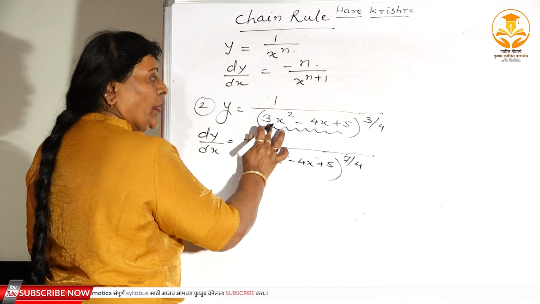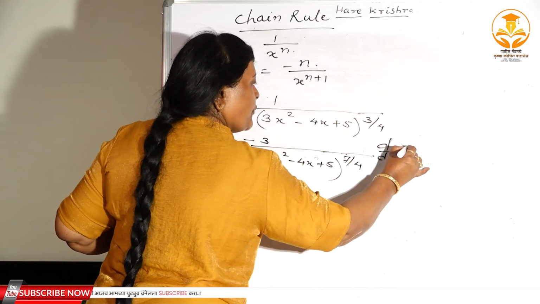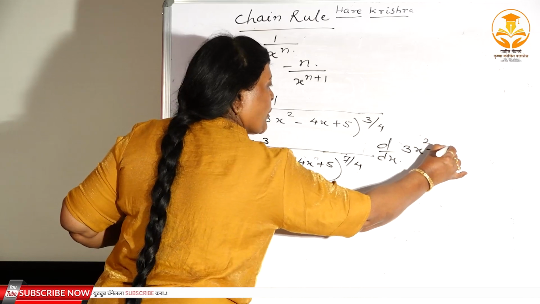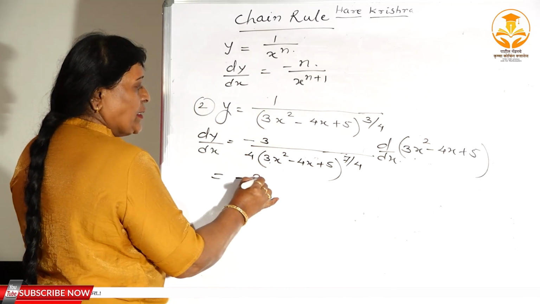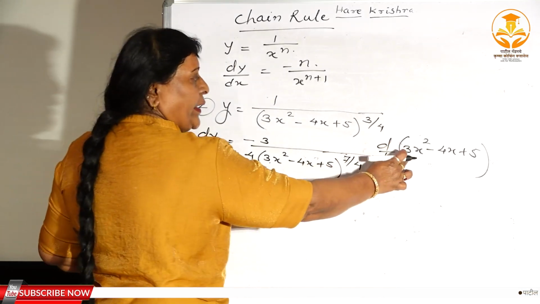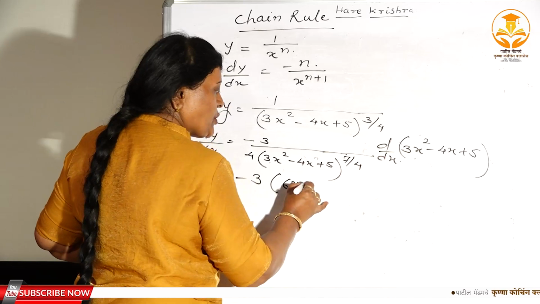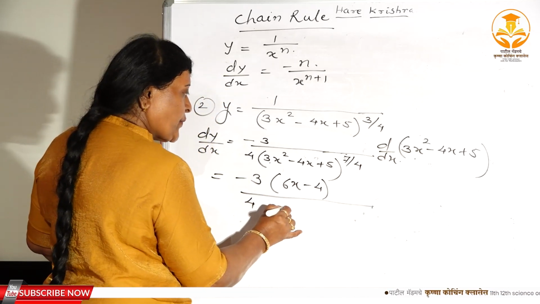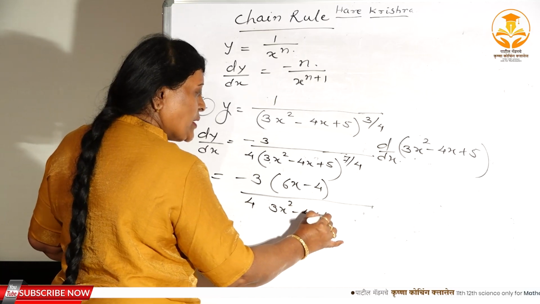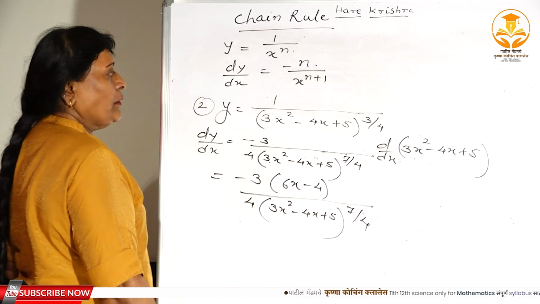Here we put u, and after putting u we took the derivative once. Now what is u? ddx of 3x square minus 4x plus 5. See, very simple. Again minus 3 remains as it is. What is the derivative of 3x square? That is nothing but 6x, minus 4x, minus 4, divided by 4, 3x square minus 4x plus 5 whole to the power 7 by 4, right?